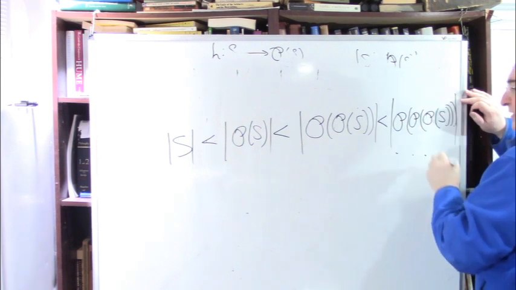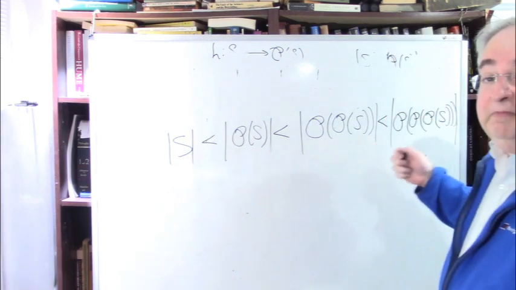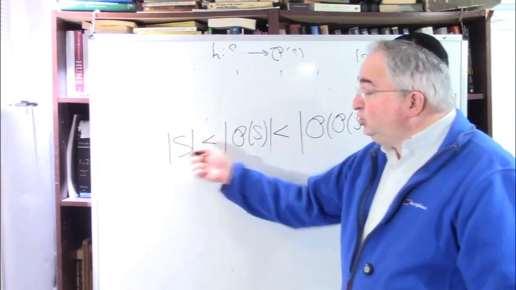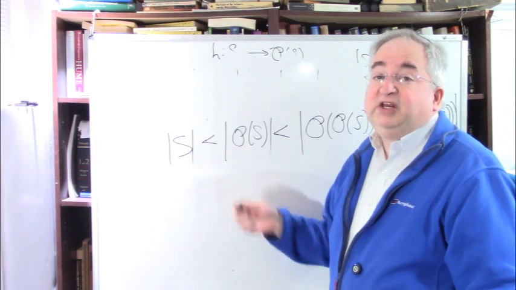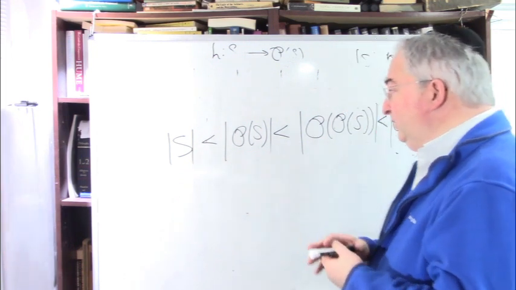The important point is there's an infinite amount of levels of different infinities. There's not just two levels of infinities. There's infinite levels of infinities. And that's extremely important.